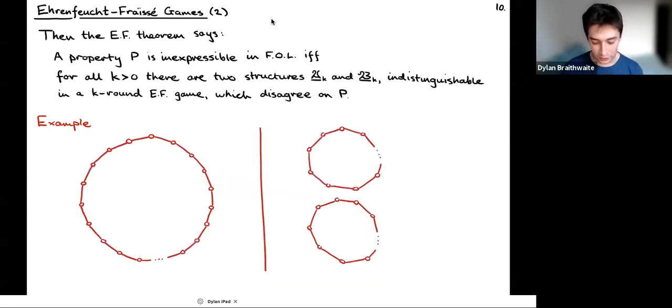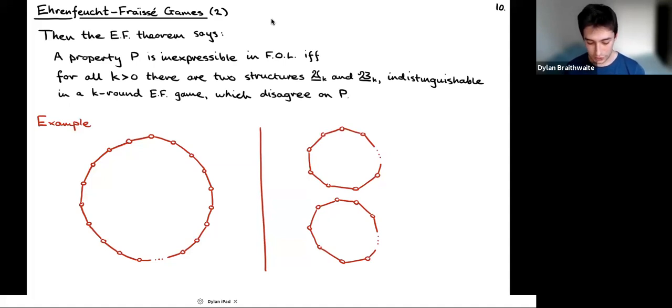So the idea here is you just have to, based on the value of k, make these cycles big enough so that there can never be enough vertices chosen that you can show that there are two distinct cycles.